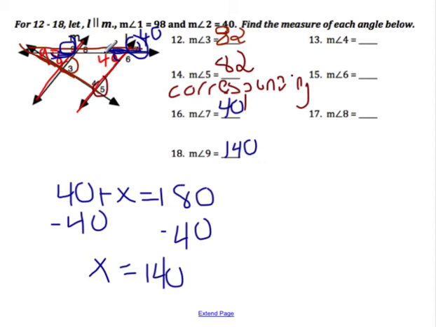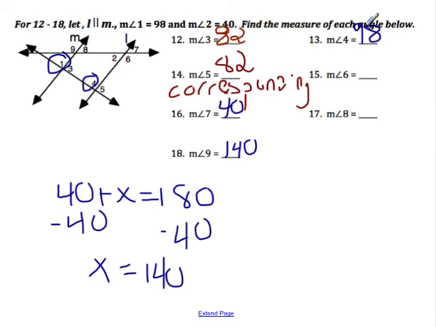Next, they want us to find the measure of angle 4. I'm just going to clean this up a little bit so that we can see it. Now we want to find the measure of angle 4, which is right here. What I notice is that the measure of angle 1 is going to be congruent to the measure of angle 4. Why is that? They're both sitting on the upper right side of the parallel lines. That makes them corresponding angles. So if angle 1 is 98, the measure of angle 4 is also 98.